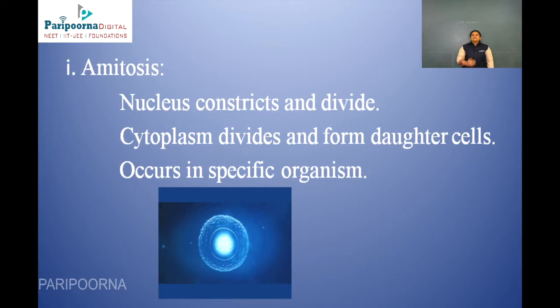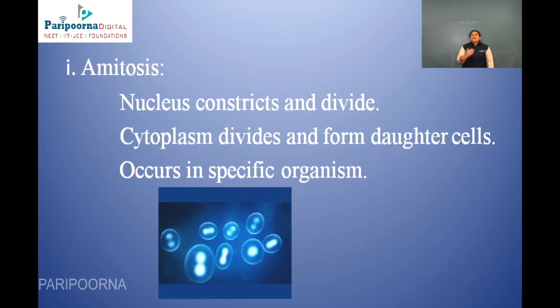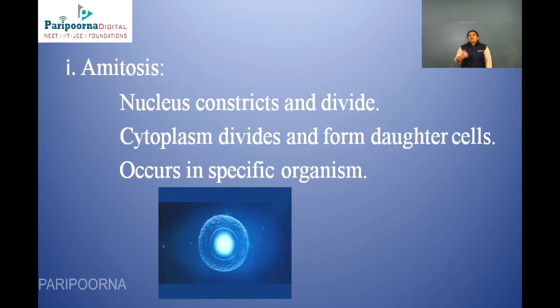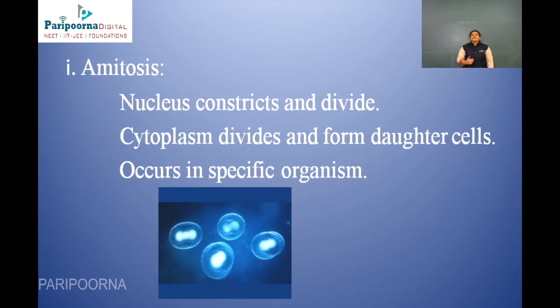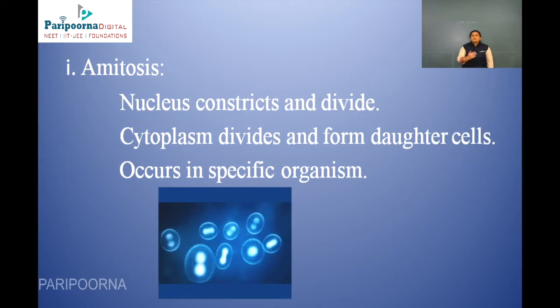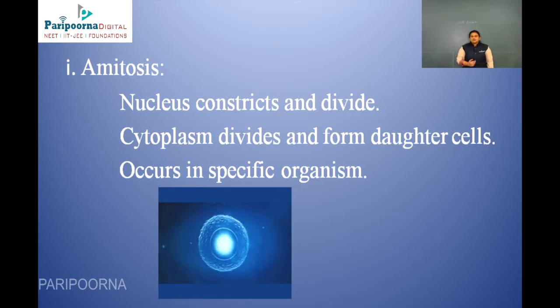Inside the nucleus, the cytoplasm is being divided into a number of cells. In this process, the mother cell becomes mortal. That means the mother cell body will die and lead to the formation of 4 daughter cells followed by the cytoplasmic division. So it normally occurs only in specific organisms, and the example is amoeba. So this is the amitosis process.